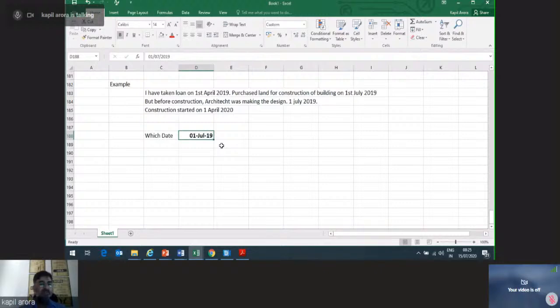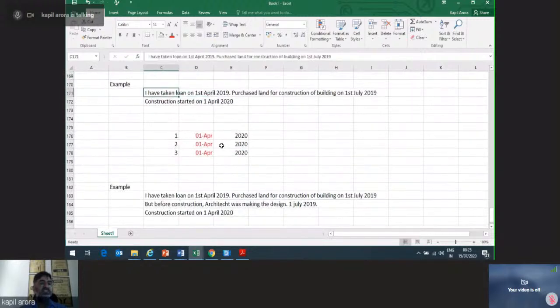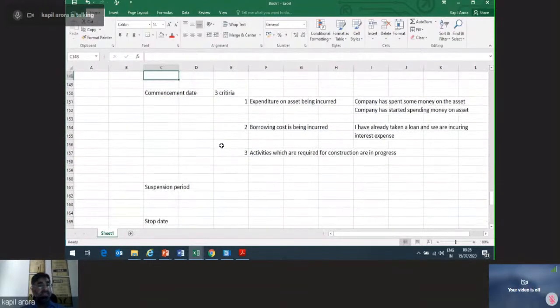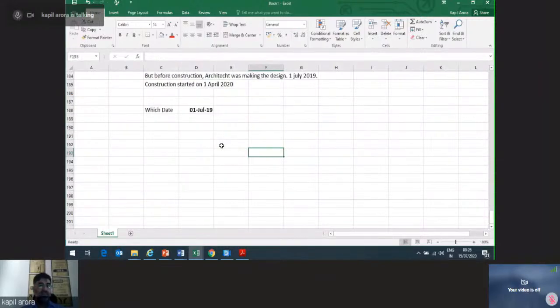I hope everyone is okay. In 2020, why? Because construction only started from 1st April 2020. It means I purchased the land but am not doing anything on that. Whereas 3 criteria need to be satisfied, and all 3 criteria are required. Expenditure is being incurred, borrowing cost is being incurred, and activities required for construction are in progress. So 1st July 2019 would be the date.